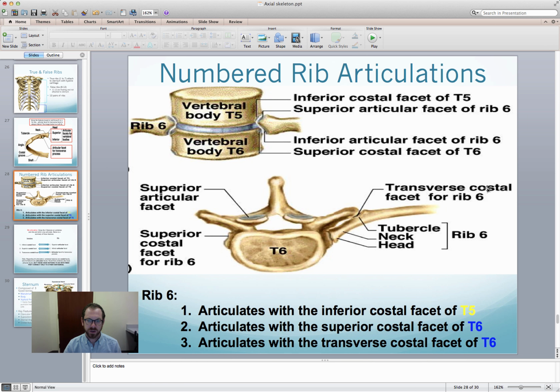Now, what about that transverse costal facet? Well, that's going to be on the transverse process. And so the feature on the rib, the articular facet for transverse process, is going to connect to the transverse costal facet. That makes a lot of sense.